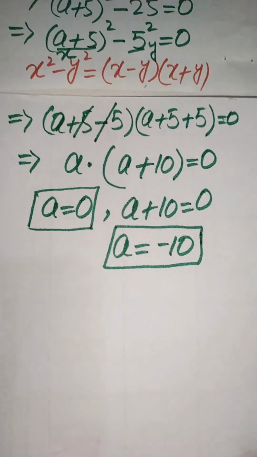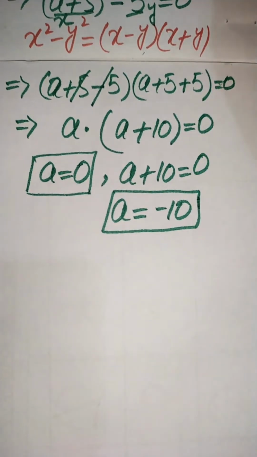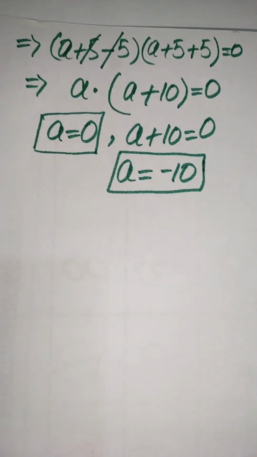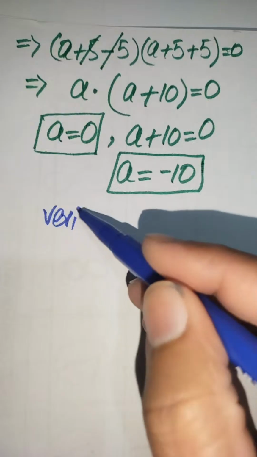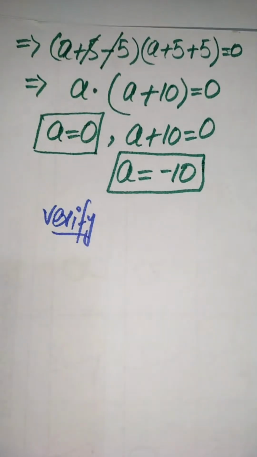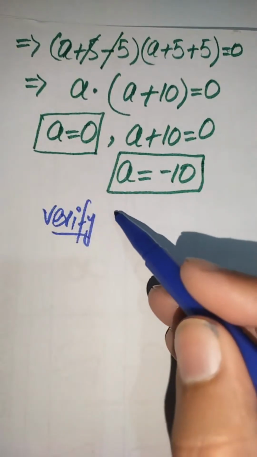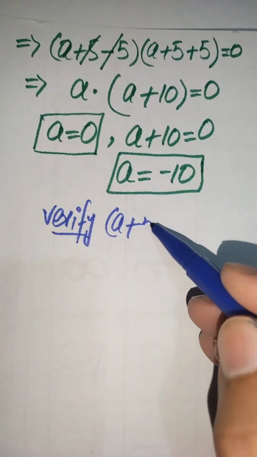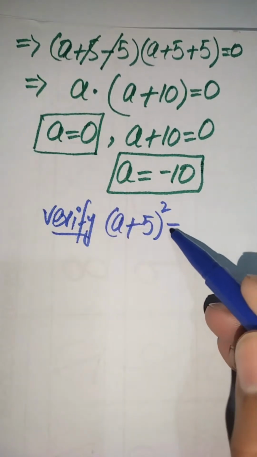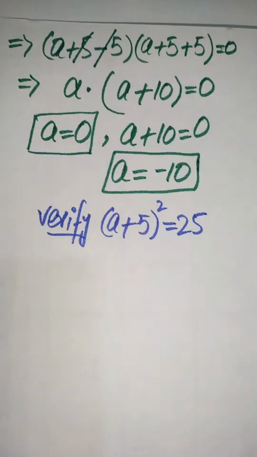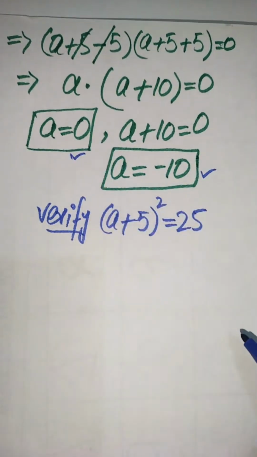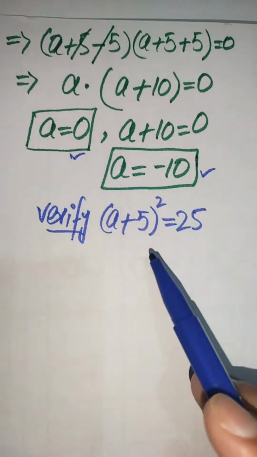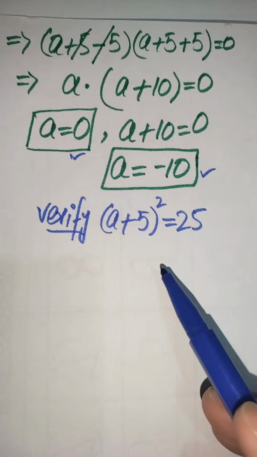Now in the next steps we need to verify whether these two roots satisfy our given question statement or not. For verification of the roots we copy down the given question statement here, which is (a + 5) whole square is equal to 25. We need to verify these two values of a, and check whether they are solutions or extraneous roots.